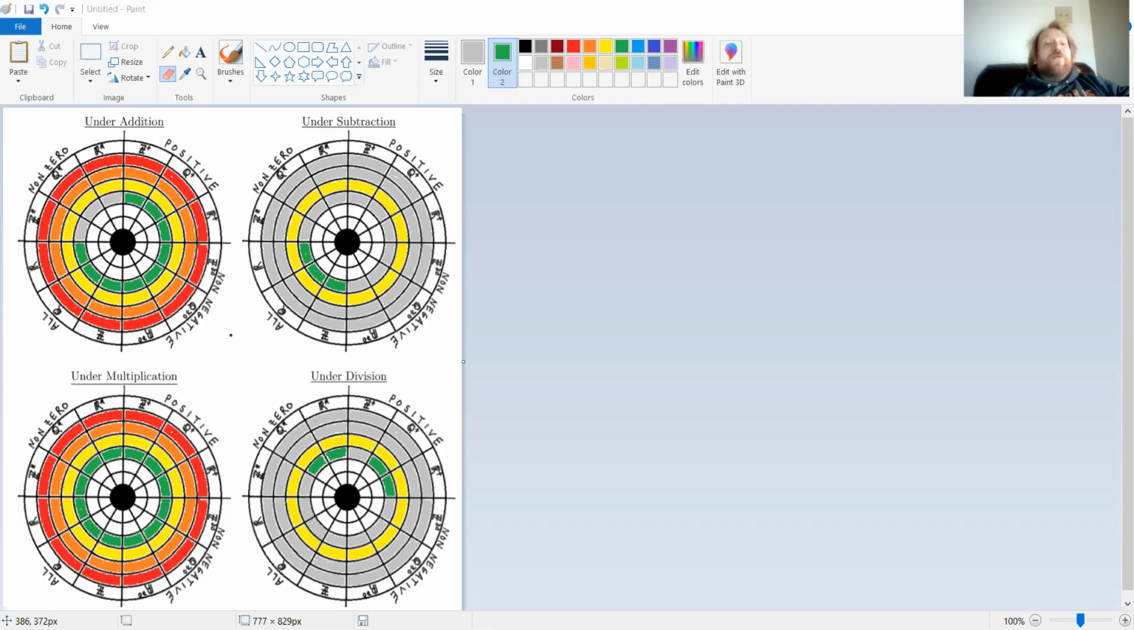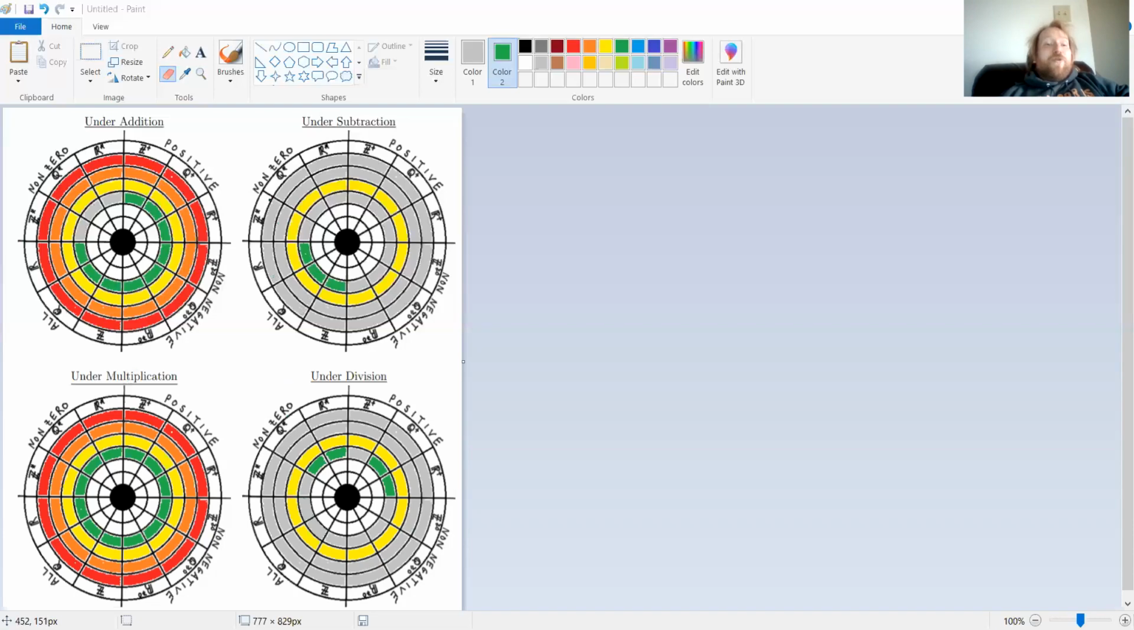The first circle tells the commutative property, colored in red if the operation is commutative, and colored in gray if the operation is not commutative. So you see all the red on the addition and multiplication bullseyes, meaning those operations are commutative. All the gray on the subtraction and division bullseyes, meaning those operations are not commutative.